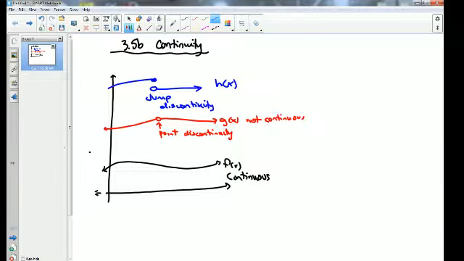Okay. Is it continuous or not? Which one? Not continuous. I will clean my writing up for your sake.